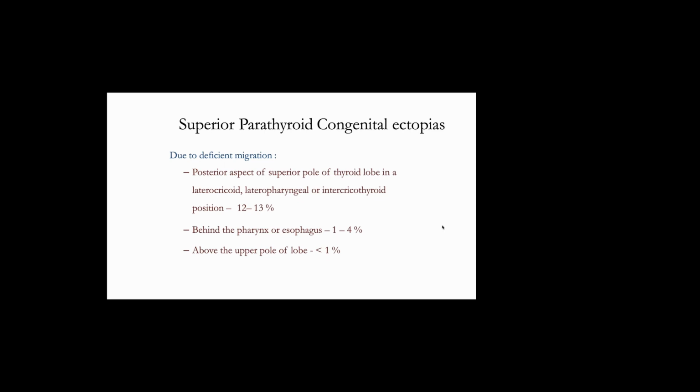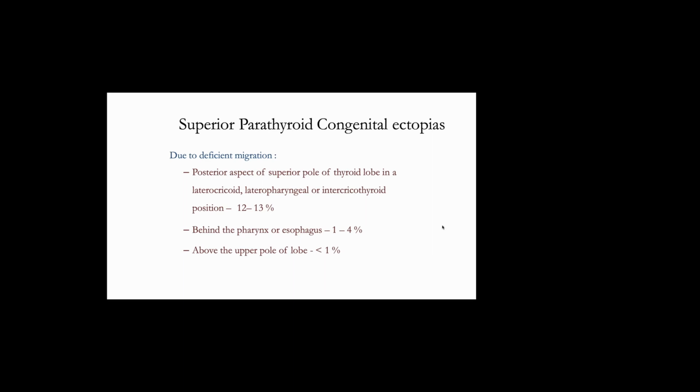And it is not uncommon. We have encountered many glands that are close to the superior pole. Especially when you are rotating the thyroid and taking the lower outer aspect of the superior pole, you have to be careful to preserve the parathyroid supply, because if you're not wary, you can actually injure the blood supply in thyroidectomy, and then you see that the gland has lost its vascular supply. Other deficient migration locations could be behind the pharynx or esophagus. This is seen in about 1 to 4%. And sometimes it could be above the upper pole of the thyroid lobe. That's going to be a very difficult one.